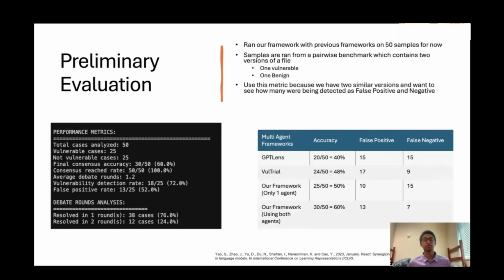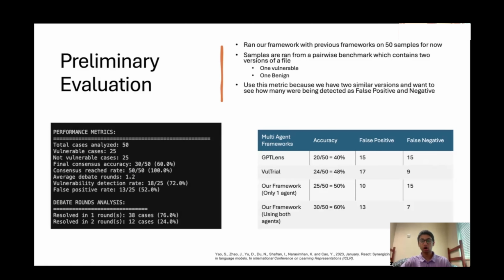Here's our preliminary evaluation. We ran our framework against GPT-Lens and Voltrial on 50 samples from the JITWO dataset. It ran a pairwise function, so one vulnerable version and one benign version. Because we were evaluating against a pairwise dataset, we wanted to use false positives and false negatives because it makes the most sense. We don't want false positives and false negatives in these benign and vulnerable methods.